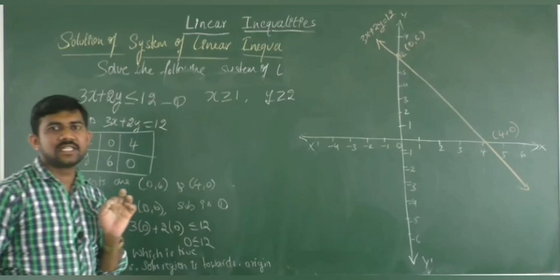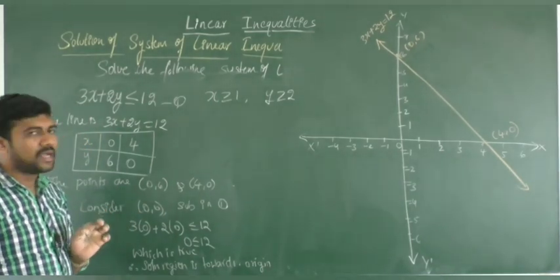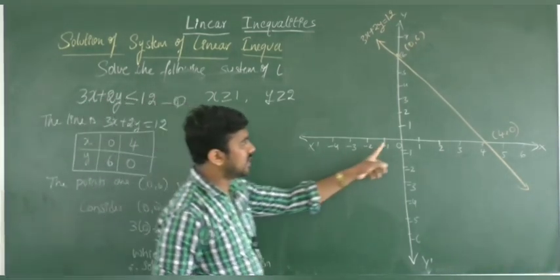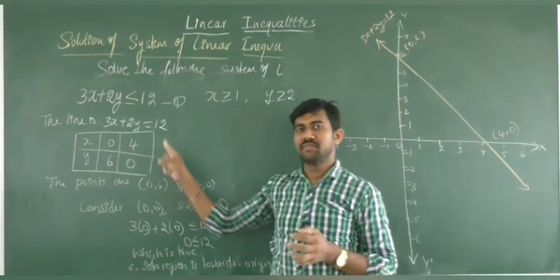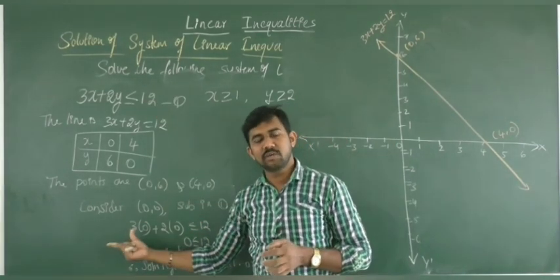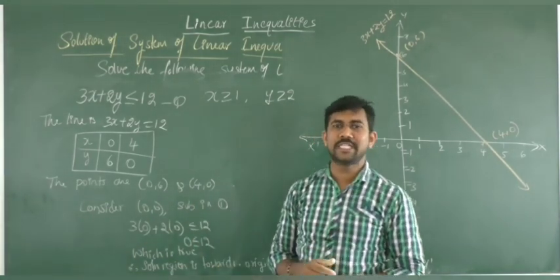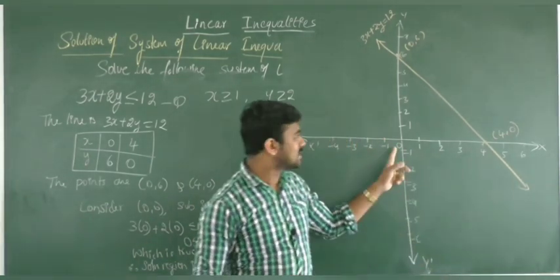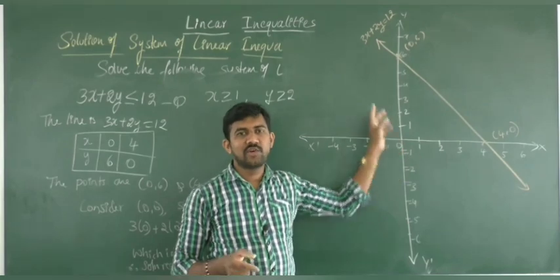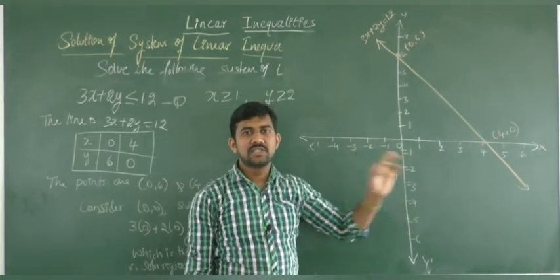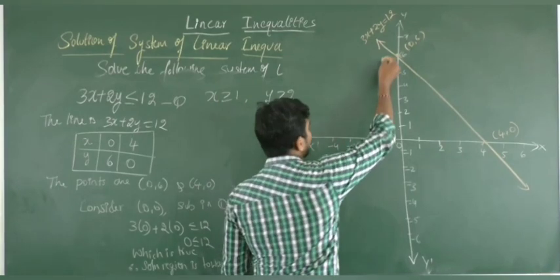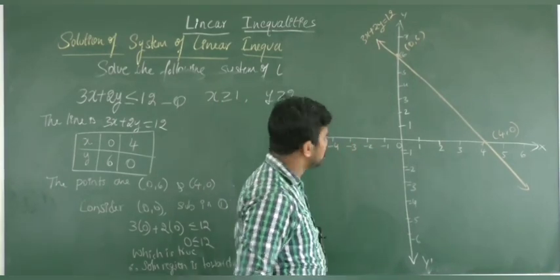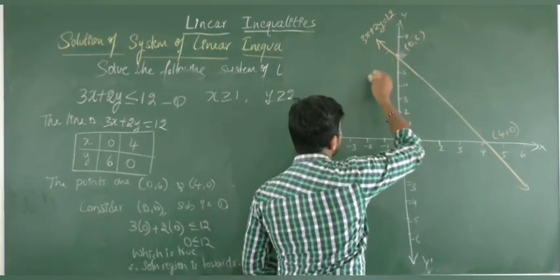Okay, solution region is towards origin, isn't it? Now we can say (0, 0) is a solution of the given inequation. (0, 0) satisfies the given inequation. (0, 0) lies in the lower half plane, so the lower half plane is the solution region. Solution region is towards origin. Understand? So show the arrow mark in this direction.